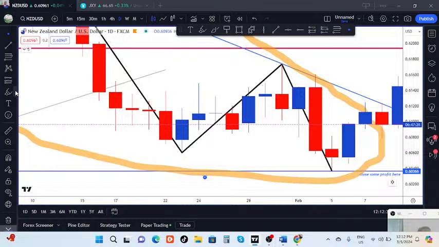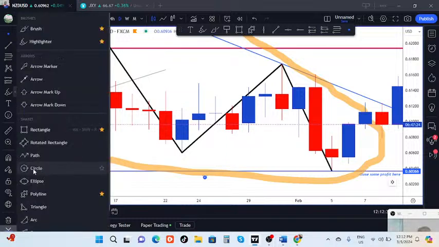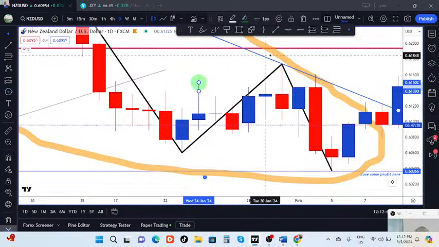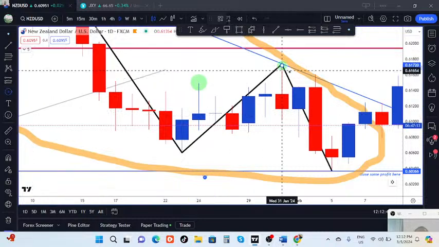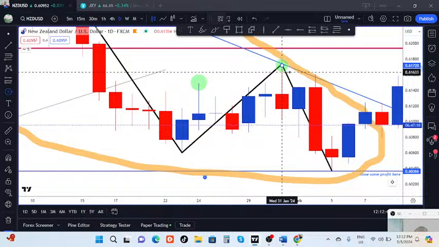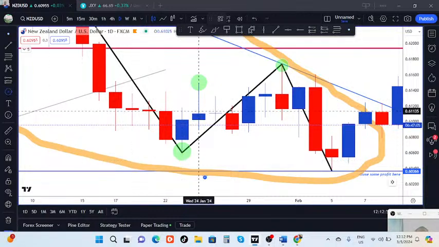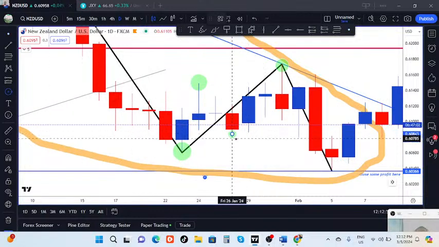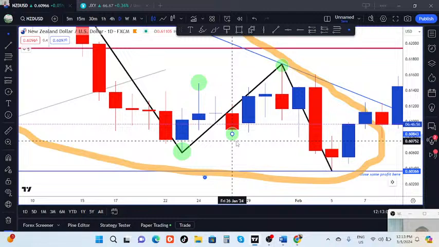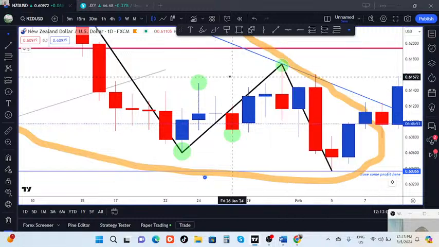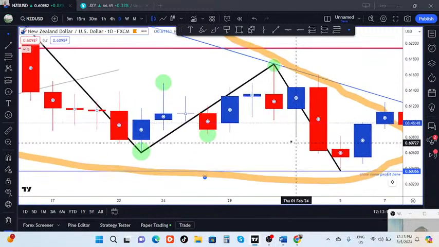So let me quickly bring out something. All right, so the market made what? This, okay, right here, and this, and this, and right. So okay, that's what we have right here right now, as we can see.